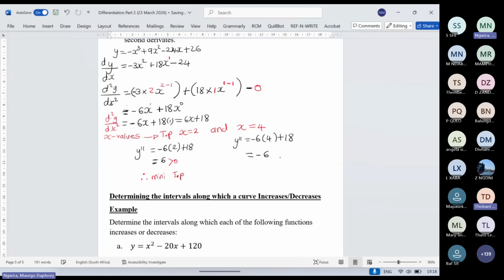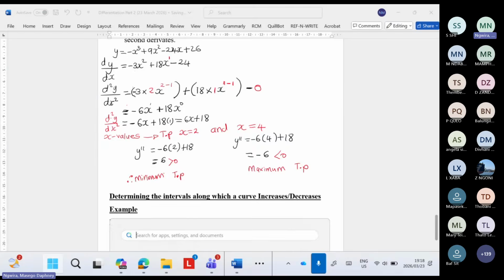And then this one, is it greater or less than 0? It's less than 0. So it means it's what? It's a maximum. Yes. So the minimum turning point, the maximum turning point. But let's go back to the notes. Let me check the notes so that we don't fight.